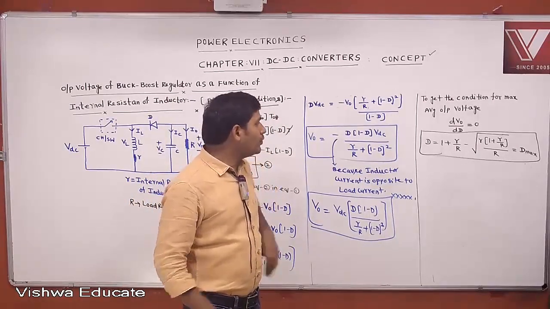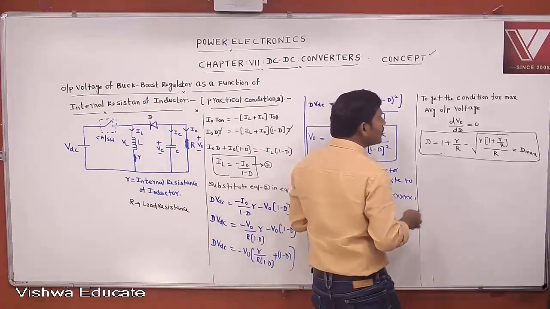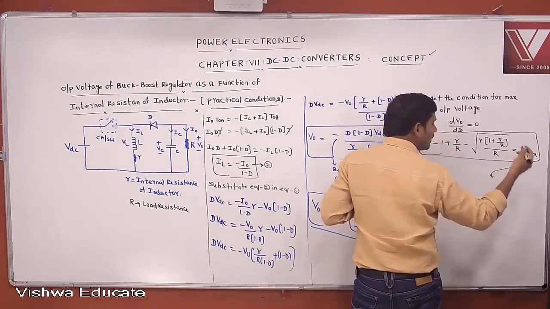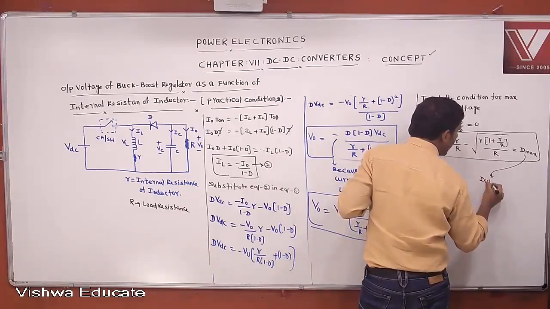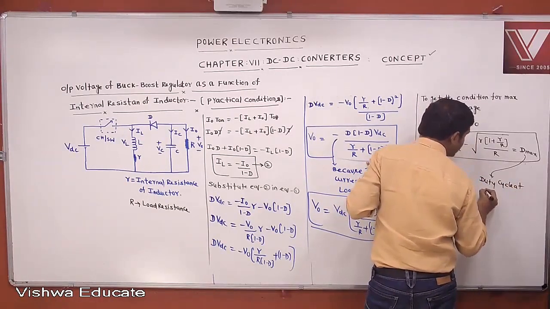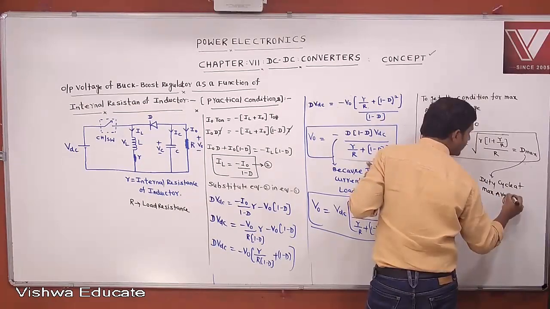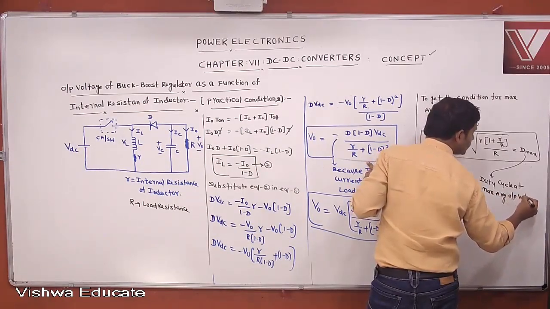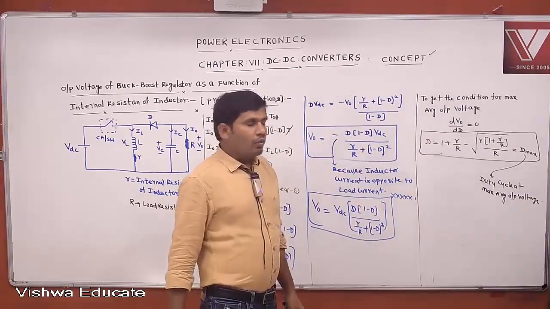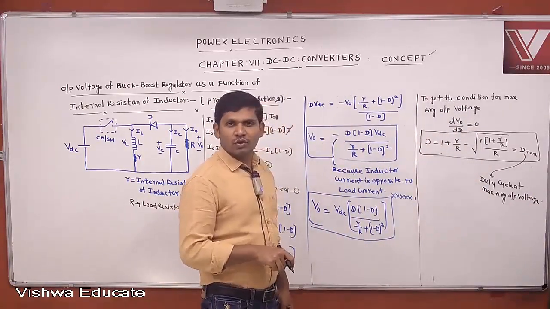This is the value of duty cycle at which the average output voltage is maximum. Duty cycle at maximum average output voltage. Then what is the value of maximum average output voltage?